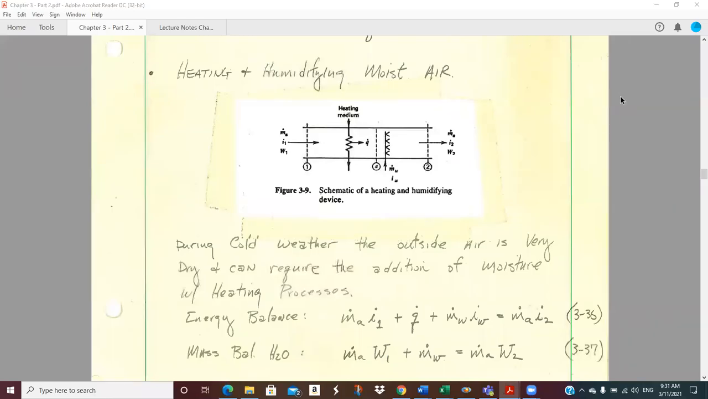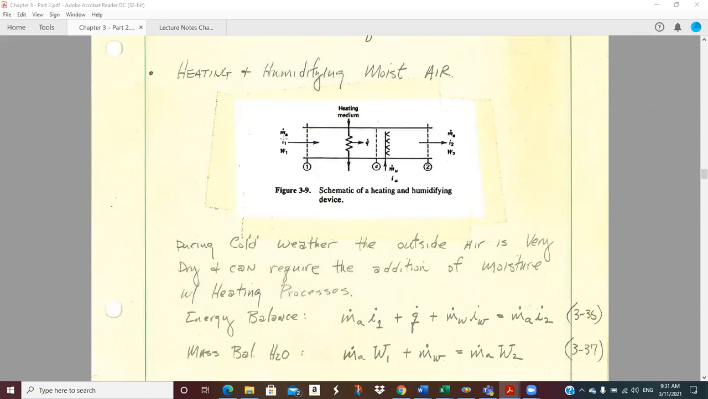I think this is where we left off last time. I think we got partially through the heating and humidification topic, but it's probably good that we just kind of hit it from the start quickly again. So this is a typical device that we would use for this little derivation.